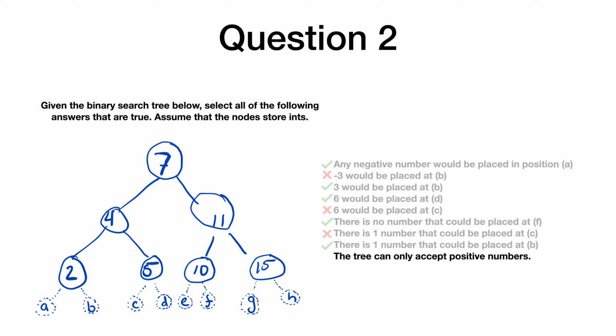And then the final one is just asking basically about integers. So there's currently not any negatives in the tree. So the question is, the tree can only accept positive numbers. Well, that's not true, right? Especially since the first one asked us where we would put negative numbers. All negative numbers are going to go at A, right? Which means we can accept negative numbers, because integers can be negative.